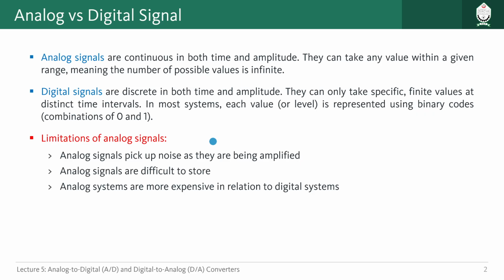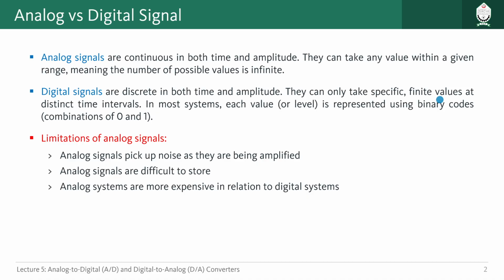Analog signals are basically continuous in both time and amplitude. They can take any value within a given range, right? So infinite values are possible. And for the digital signal, we are discretizing both of the domains, time and then amplitude, and because of that we have only specific finite values, and it will reduce the amount of storage needed for our system whenever we are trying to transmit the signal, right?